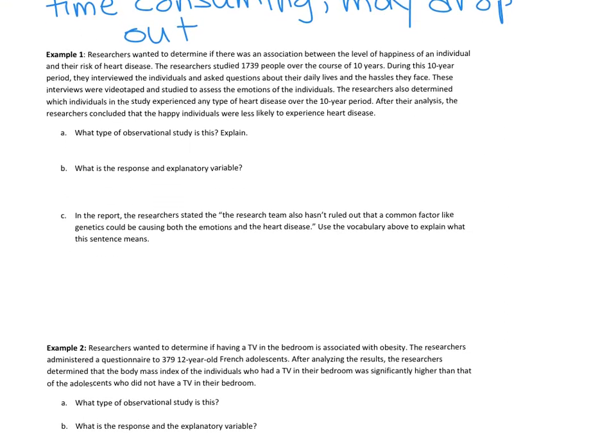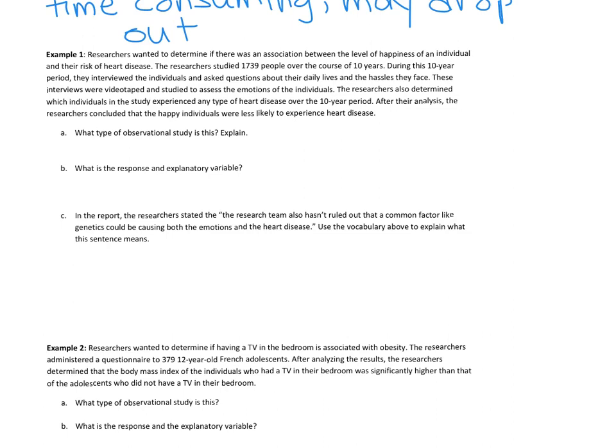All right, so researchers want to determine if there is an association between the level of happiness and the risk of heart disease. The researchers studied people over the course of 10 years. During this 10-year period, they interviewed individuals and asked questions about their daily lives and hassles they face. These interviews were videotaped and studied to assess the emotions of the individuals. The researchers also determined which individuals in the study experienced any type of heart disease over the 10-year period. After the analysis, the researchers concluded that the happy individuals were less likely to experience heart disease. What type of observational study is this?